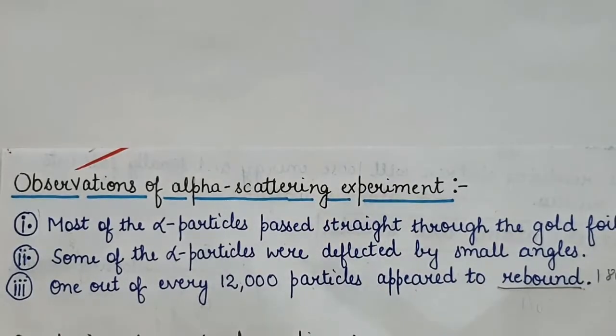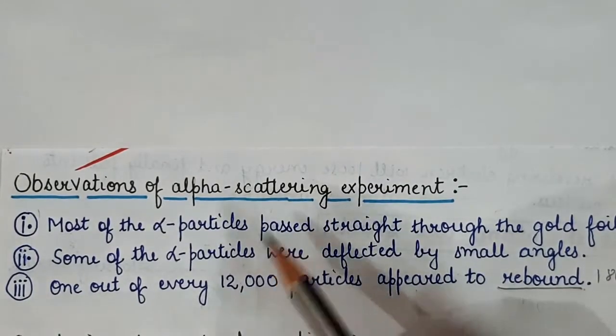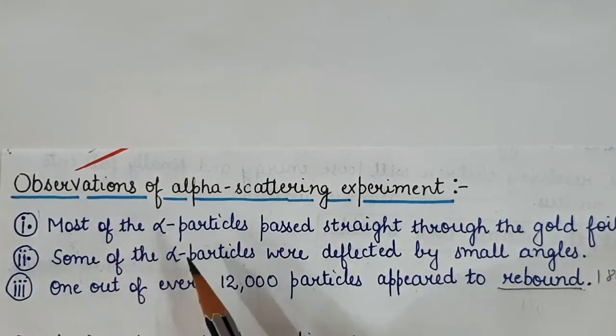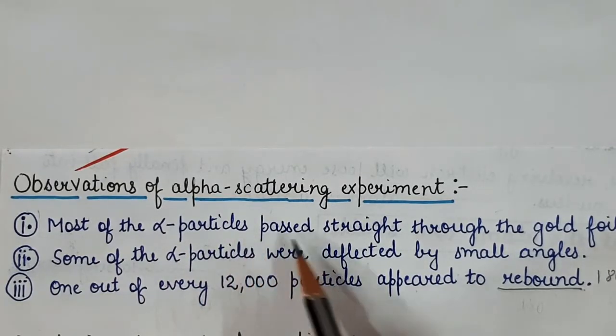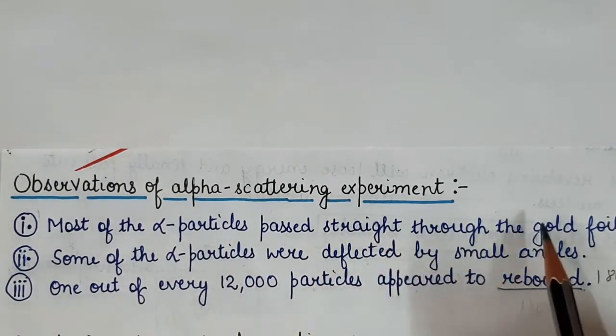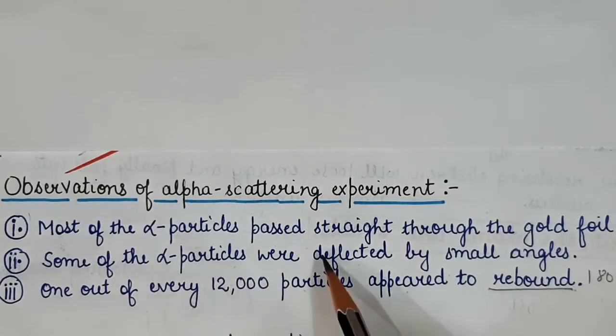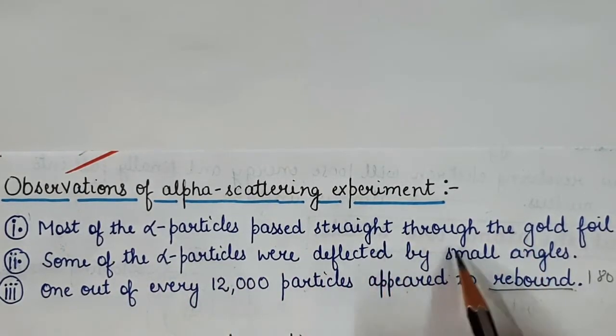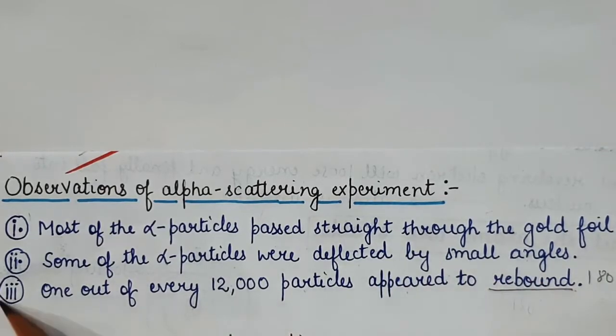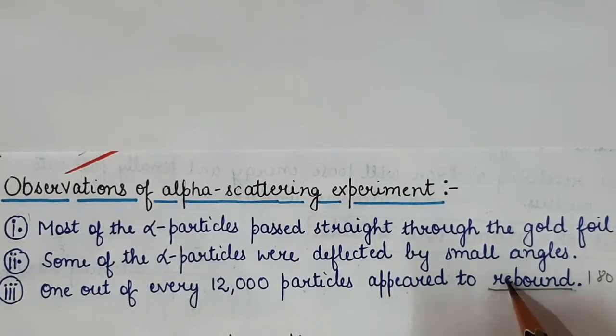For Rutherford's atomic model, what were the postulates? Number 1, most of the alpha particles passed straight through the gold foil. Number 2, some of the alpha particles, they were deflected by small angles. Number 3, 1 out of every 12,000 particles appeared to rebound. So these were the postulates of Rutherford's atomic model.